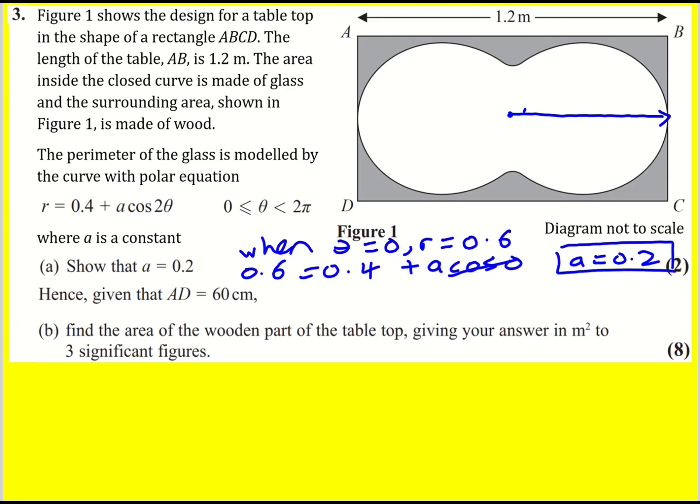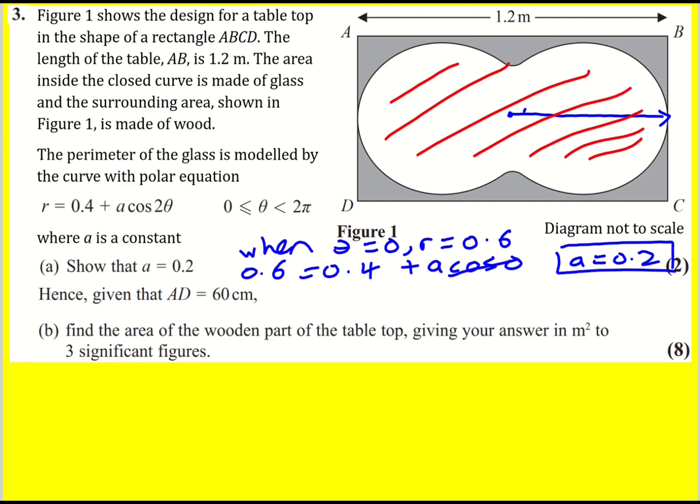So even if you can't get that, just put it in and you can still get 8 marks coming up. We're asked to find the area of the wooden part of the tabletop, giving our answer in meters squared to 3 significant figures. So what we need to do is integrate our polar equation to work out the glass, and then subtract it from the area of the rectangle.